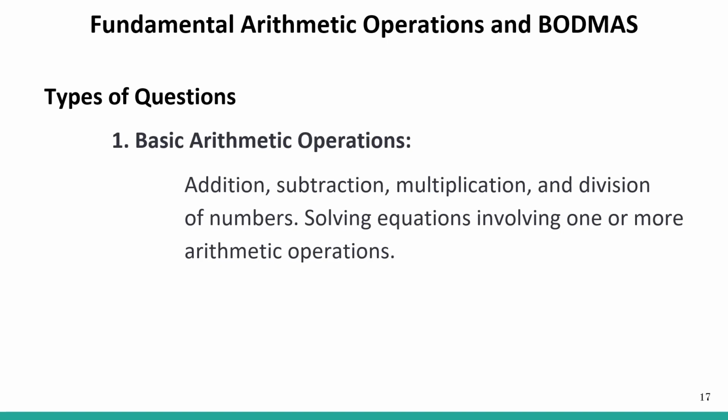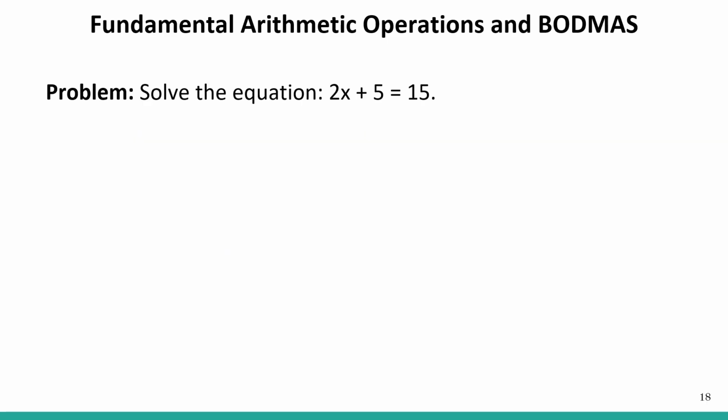Okay, solving equations involving one or more arithmetic operations. Let's see an example to get a better gist of it. The first question is 2x plus 5 is equal to 15. We have already seen these kinds of problems. So how we go further is, 2x plus 5 is equal to 15 is given.